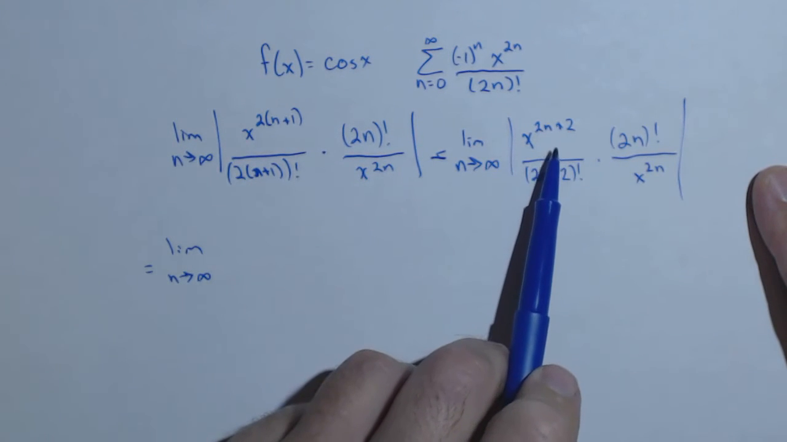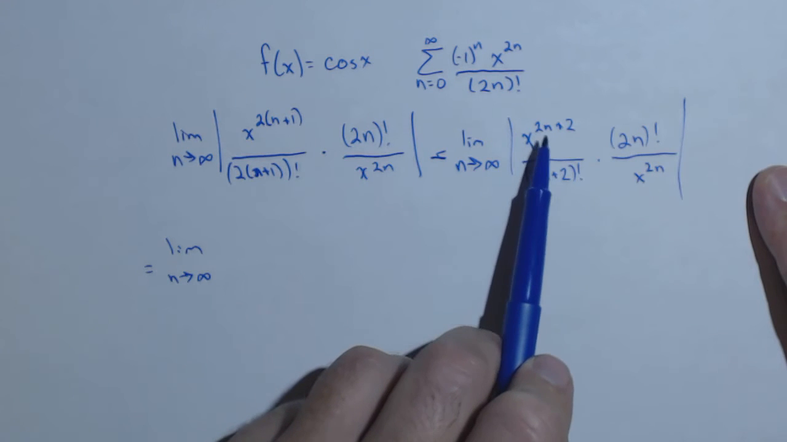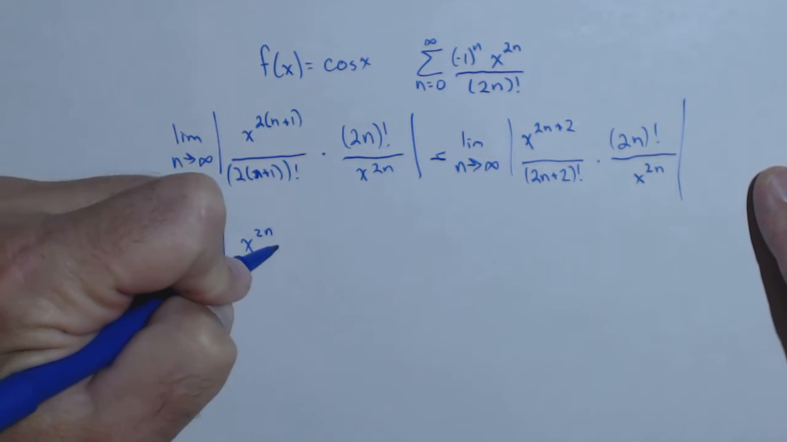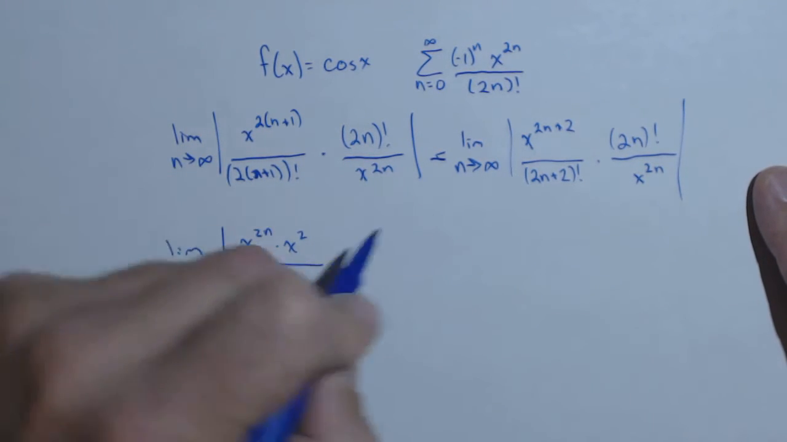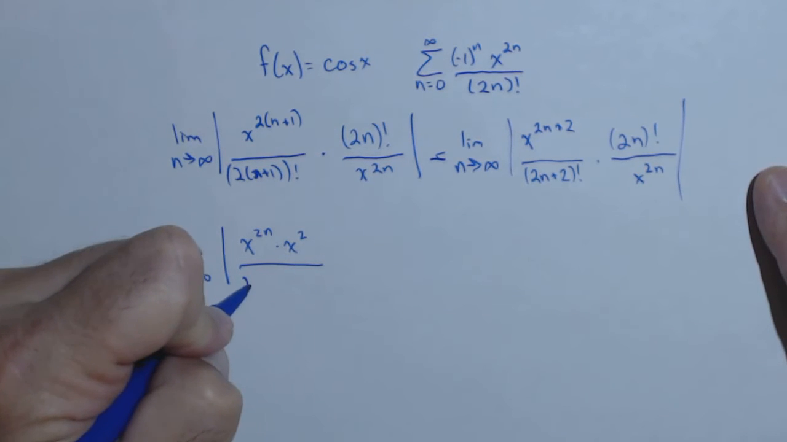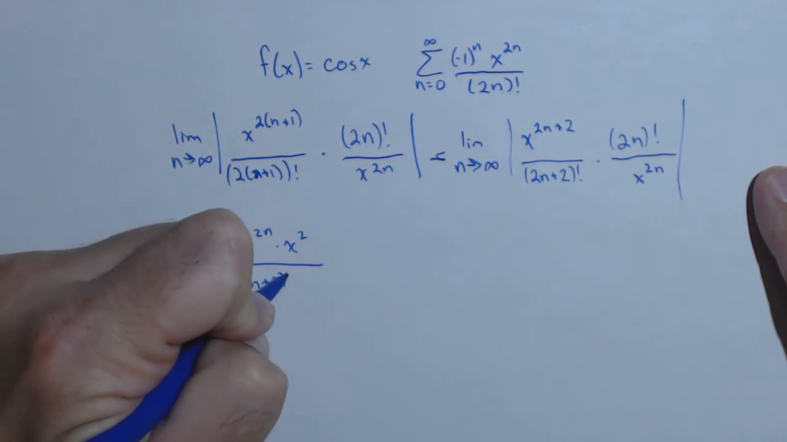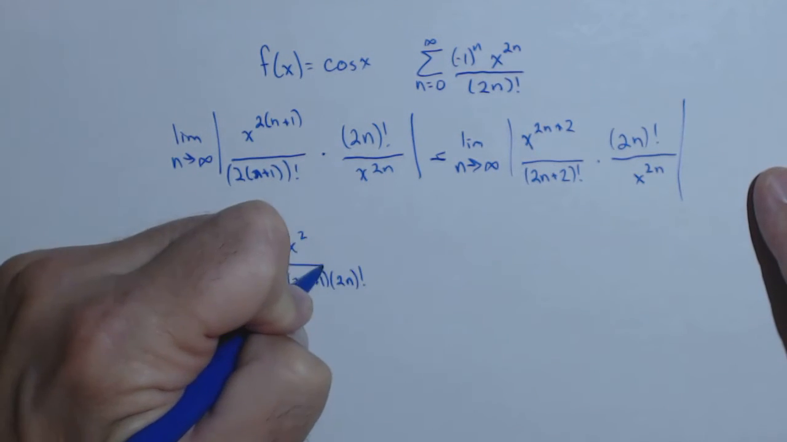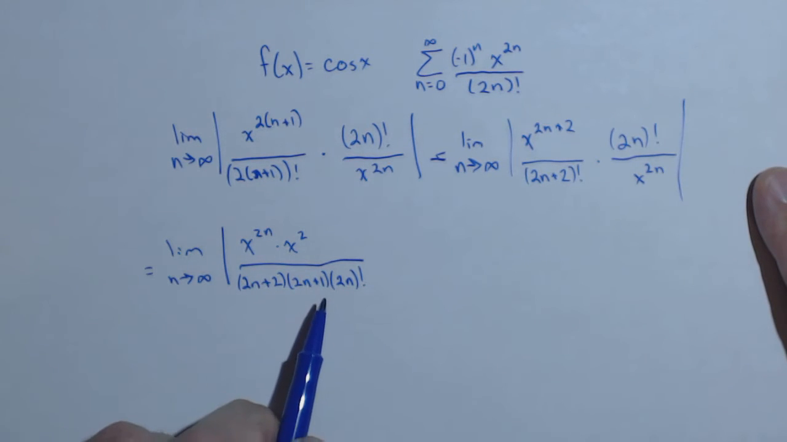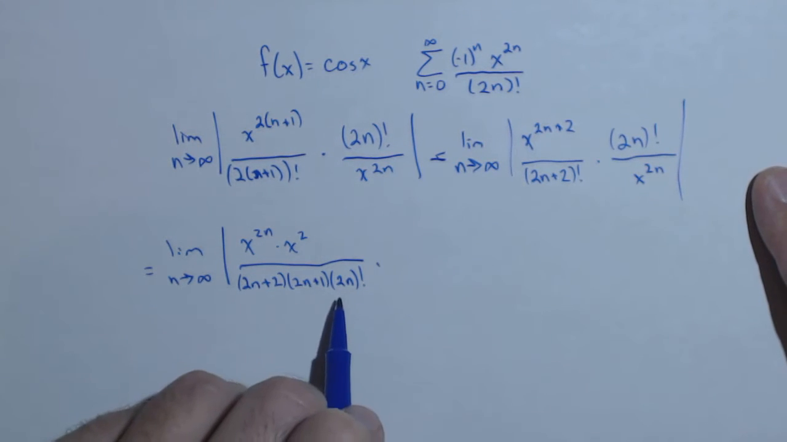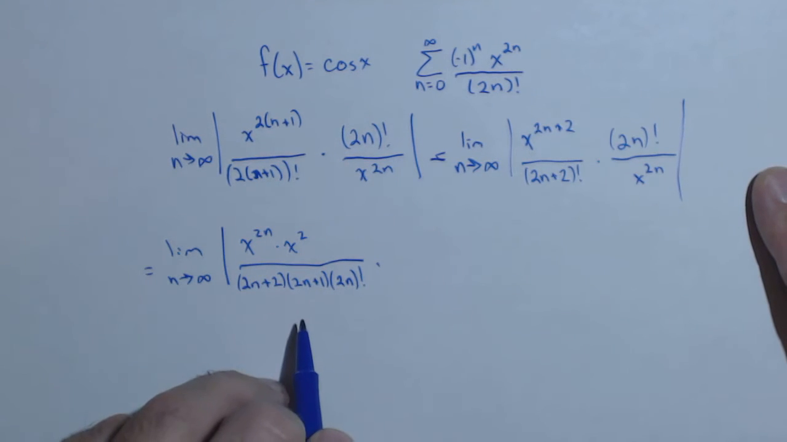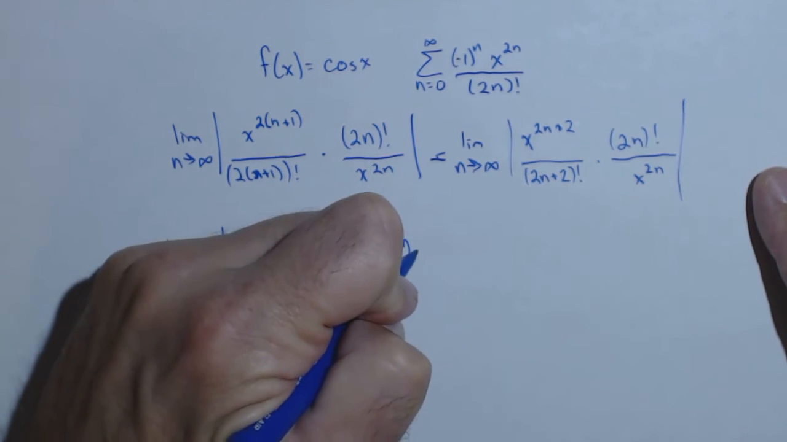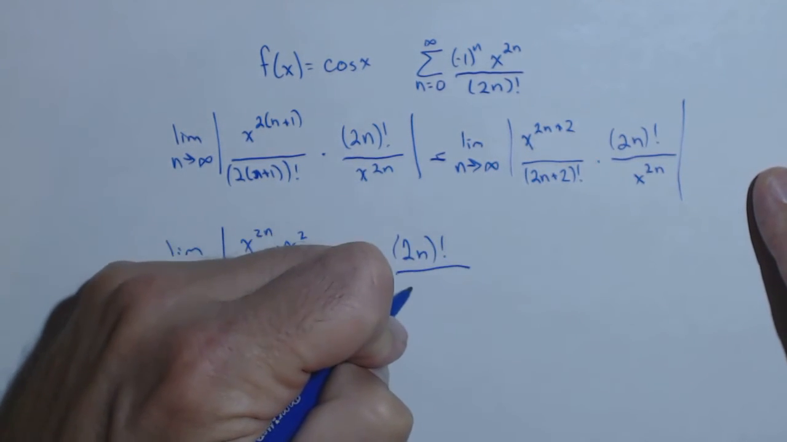So limit as n goes to infinity. I'm going to take a step and rewrite this before I do my canceling. This can be rewritten as x to the 2n times x squared. Down here, this can be rewritten as 2n plus 2 times 2n plus 1, and then times 2n factorial. A very important piece when doing these ratio tests is being able to rewrite these factorials. So hopefully you can see where that came from. You subtract 1 and you make a product. And I'm not going to go any further because I've gone far enough to see where my cancellation is.